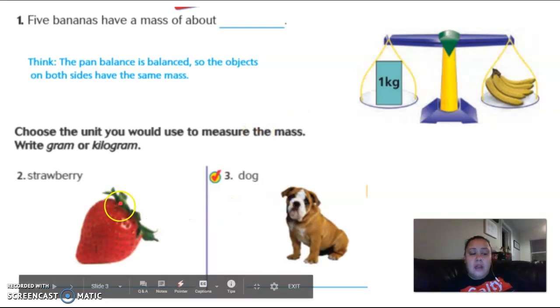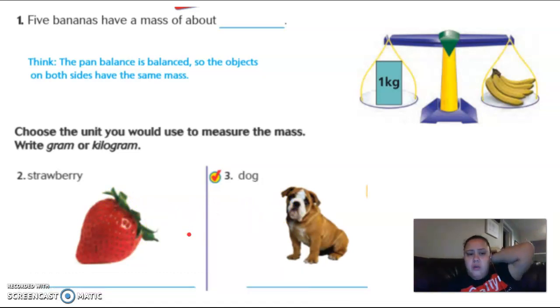Knowing this, for this little strawberry, what unit of measurement would you use to measure? Would it be gram or kilogram? I'll give you 3, 2, 1. If you said gram, you are correct. Think of it, if you see the two words, the longer the word, it's for bigger objects. The smaller word, gram, is for the smaller, tinier objects, if you have a hard time memorizing.